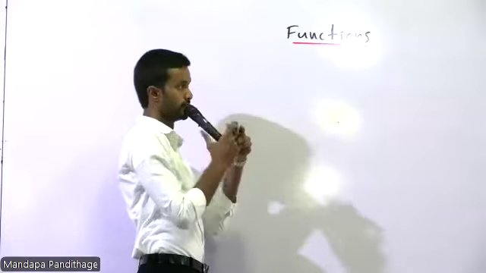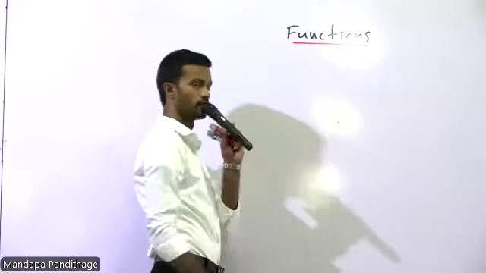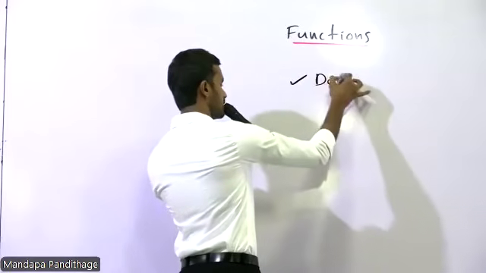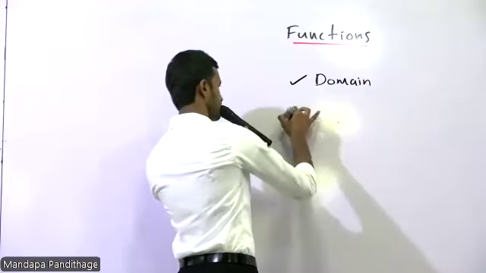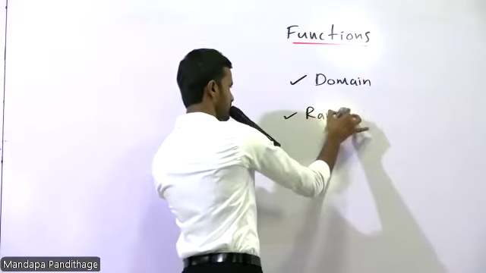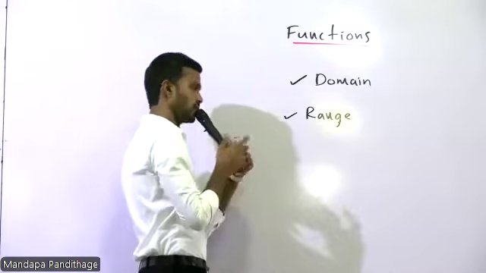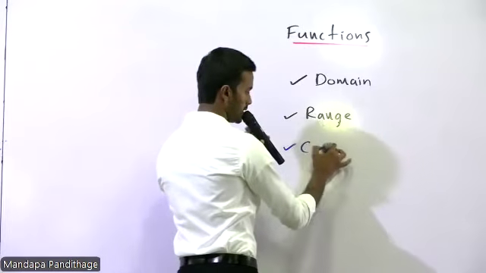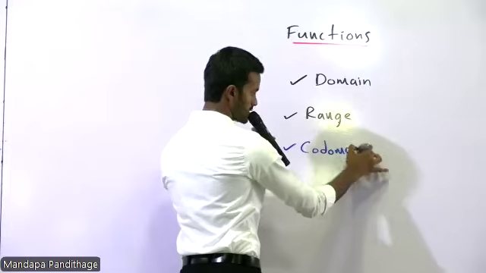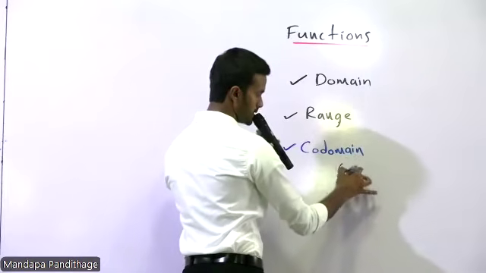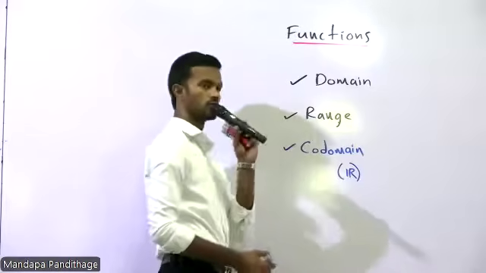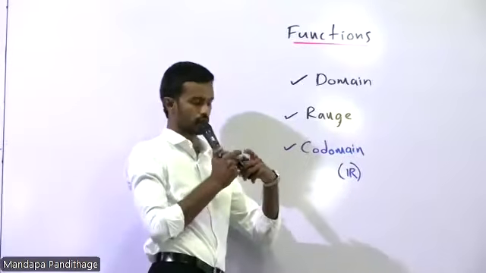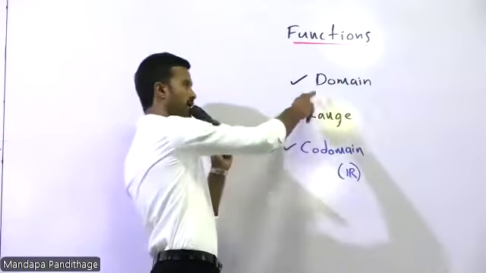There are mainly two things that we are asked to find. One is the domain, and the other one is the range of a function. There is another one called codomain, but normally we take the codomain as the entire real number set, so we won't be asked a question to find the codomain. Normally we only have questions to find the domain and range.